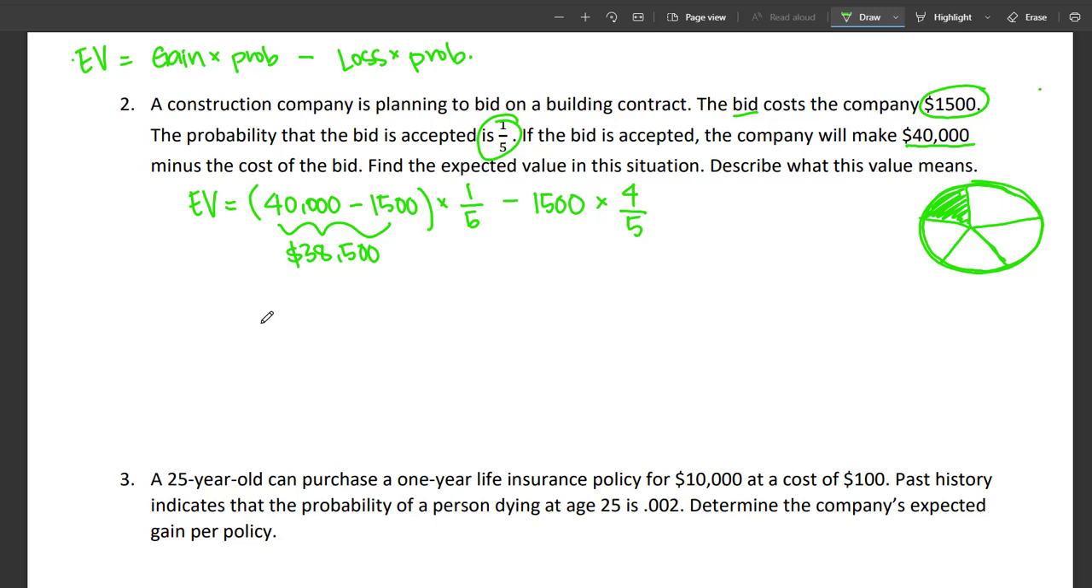All right, so we are going to take 38,500 times 1/5 and then subtract 1,500 times 4/5. And we get 7,700 minus 1,200. Our expected value is 6,500.